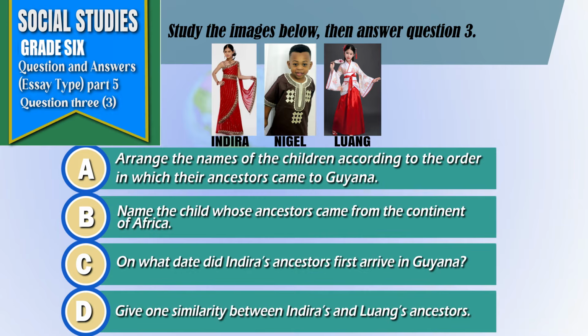The C part. On what date did Indira's ancestors first arrive in Guyana? And the D part, give one similarity between Indira's and Luang's ancestors. So boys and girls, I am sure you have written your answers.